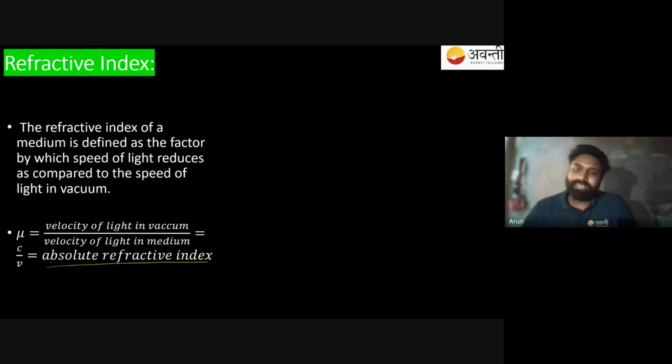Same goes for the refractive index. If you measure the absolute value of refractive index, it is the absolute one. If you measure the refractive index with respect to another medium, that is the relative refractive index. Got it?